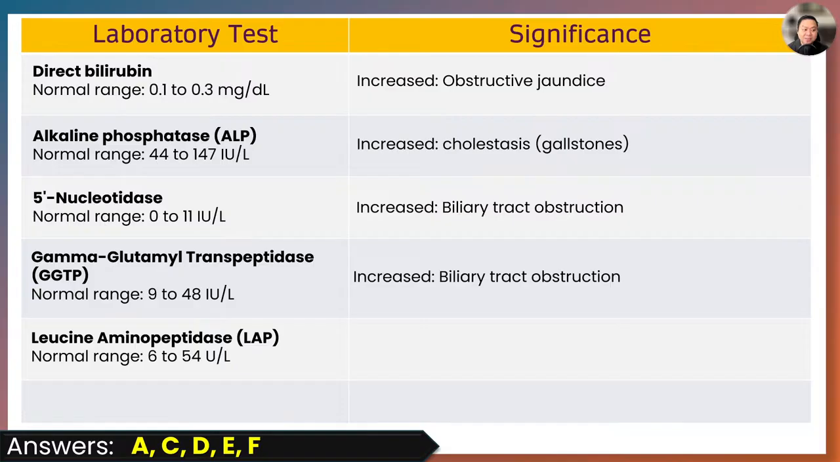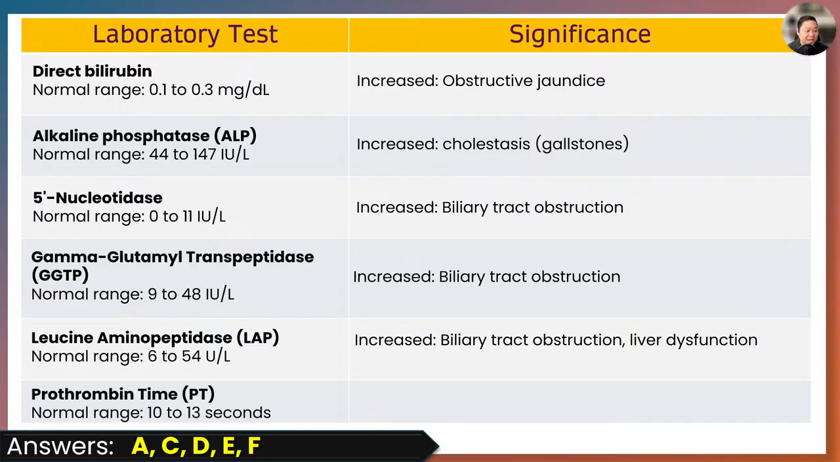Now we have the leucine aminopeptidase, or LAP, with a range of 6 to 54 units per liter. This is also an enzyme that is released from the liver when there is biliary tract obstruction or cholestasis. And so this is also increased when there is obstruction in the biliary tree or if there is liver dysfunction.